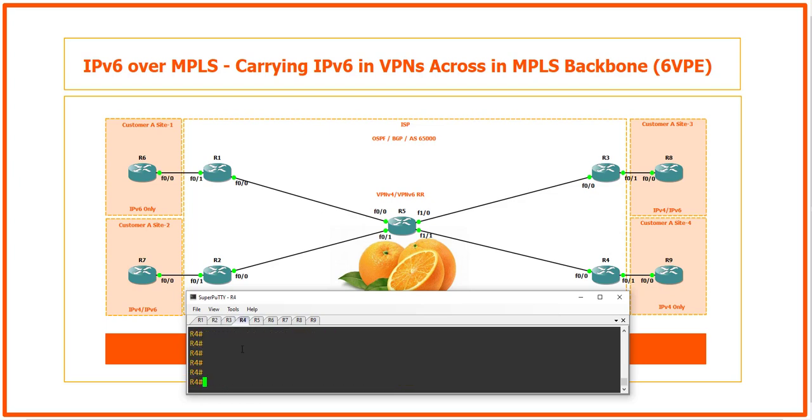And finally, the router 4, other PE routers, interface FastEthernet 0/0, IP address is 10.4.54.255.255.255.0, and then no shutdown.